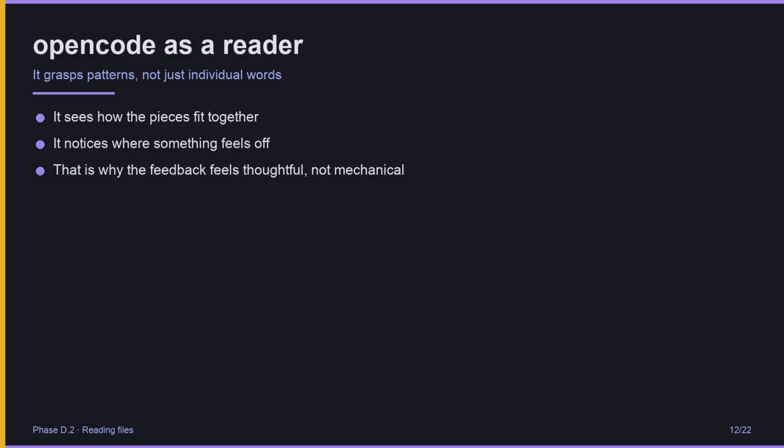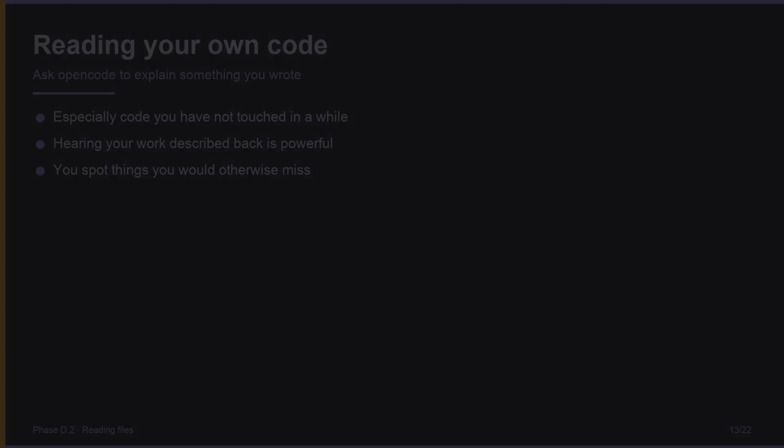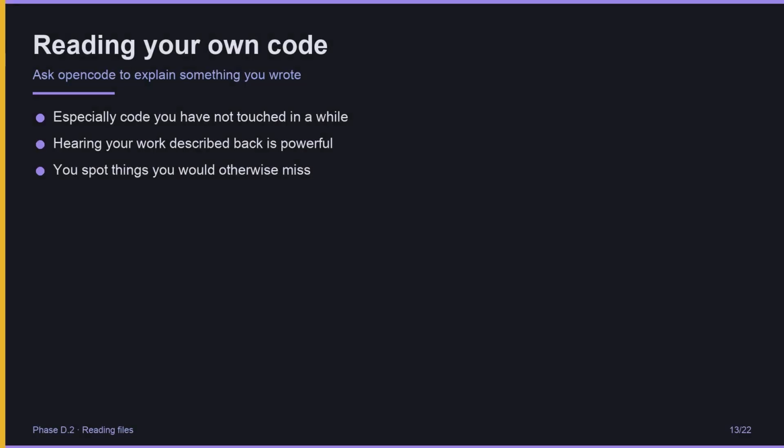It understood the shape of what you wrote, not just the surface. Here is a lovely use for reading that people often overlook. Ask OpenCode to explain something you wrote yourself, especially code you have not touched in a while. Hearing your own work described back to you in plain English is a genuinely powerful way to rediscover what you were thinking. You understand your own work more deeply, and you often spot things you would otherwise completely miss.